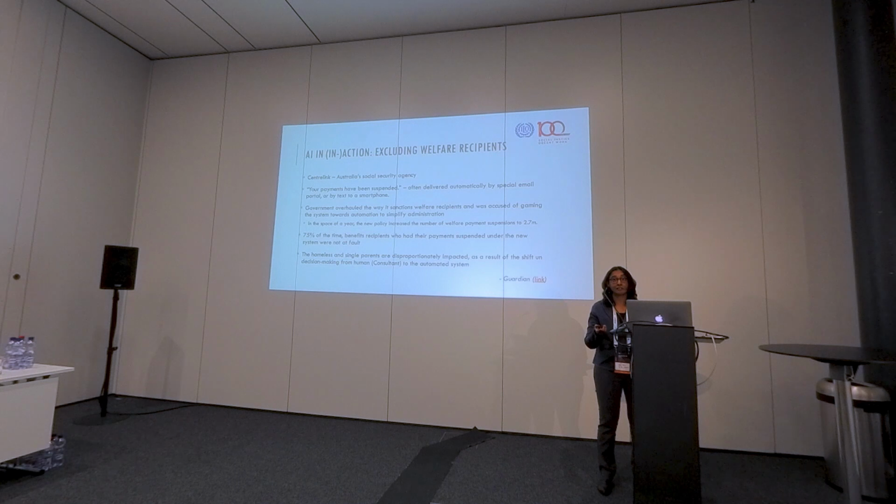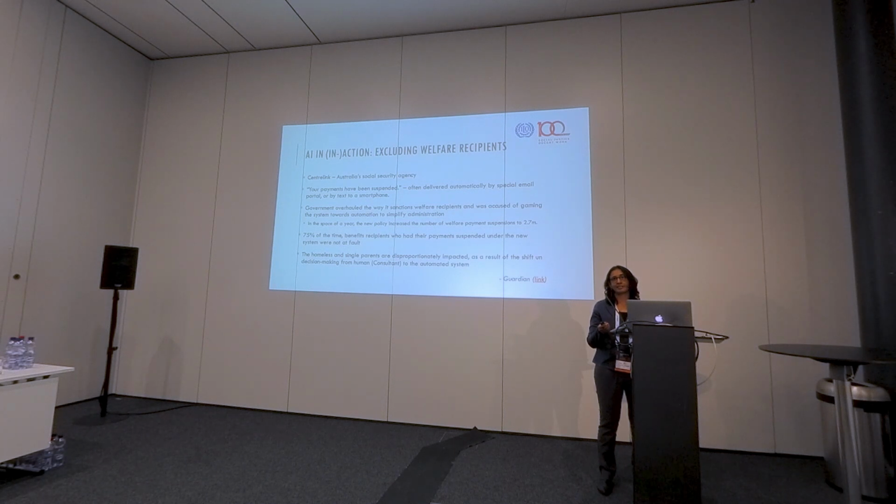This was quite widely covered, and even the Guardian did a very good story on it. Now, what happened as a result of automation? The government decided to overhaul the system. They wanted to make it automated because they wanted to simplify the administration and improve efficiency. So the result is that the entire system is automated. You don't have humans behind it.